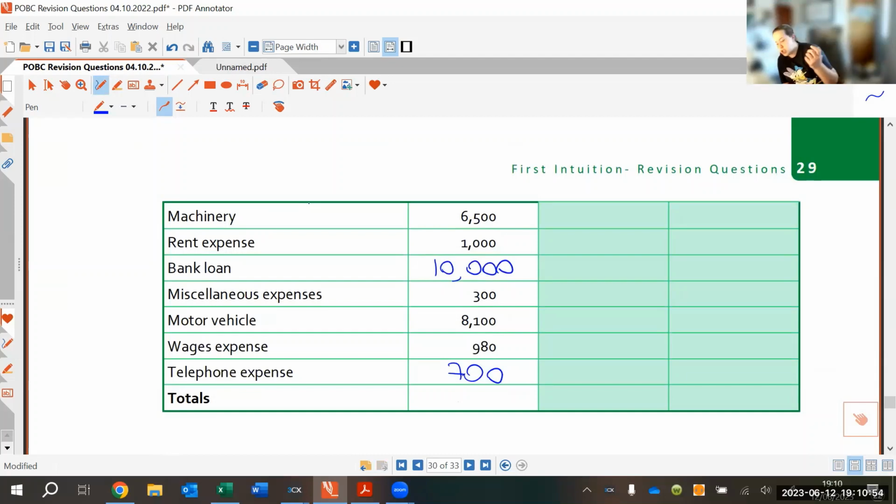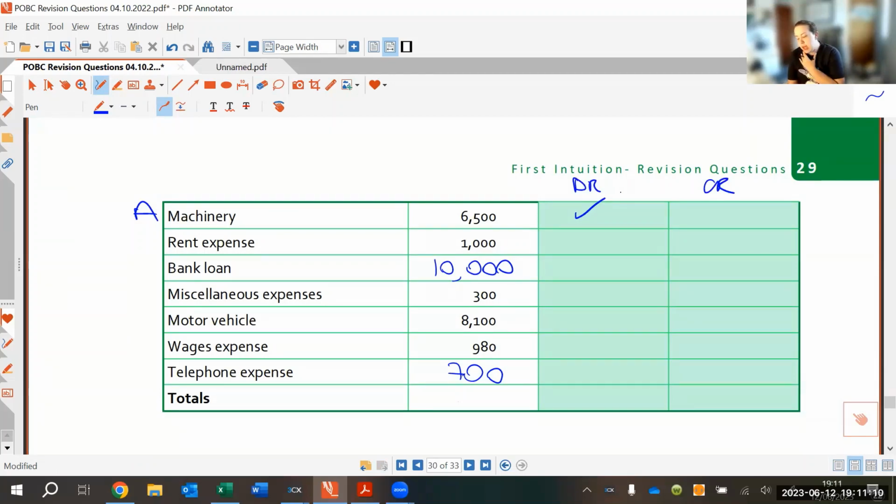What type of account is the machinery? It's an asset account because it's stuff that we own. And as has been said in the chat, actually, let me just put on here that that's the debit and that's the credit, so you can see a little bit more easily. Yeah, machinery is a debit. It's an asset, well done, spot on.